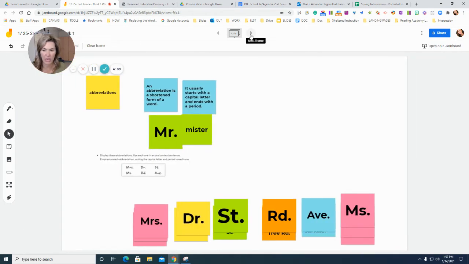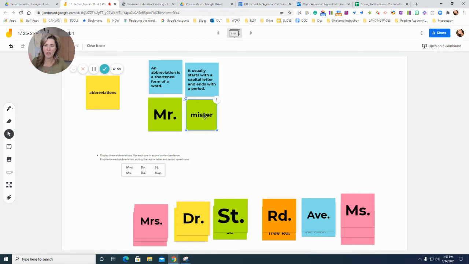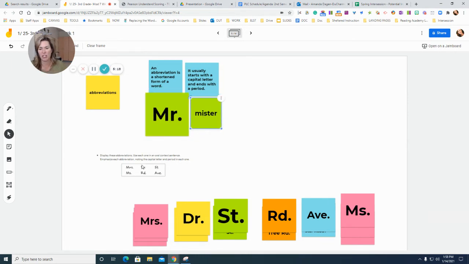Now we're going to go over the abbreviations real quick. An abbreviation is a shortened form of a word. It's when you make it smaller. So you notice the theme here, we're making things smaller. It usually starts with a capital letter and ends with a period. For example, Mr., capital M, R, period, is actually the shortened form of Mister, M-I-S-T-E-R. So this is the word that we start with, and we shorten it to Mr., capital M-R, period. So that is the abbreviation.